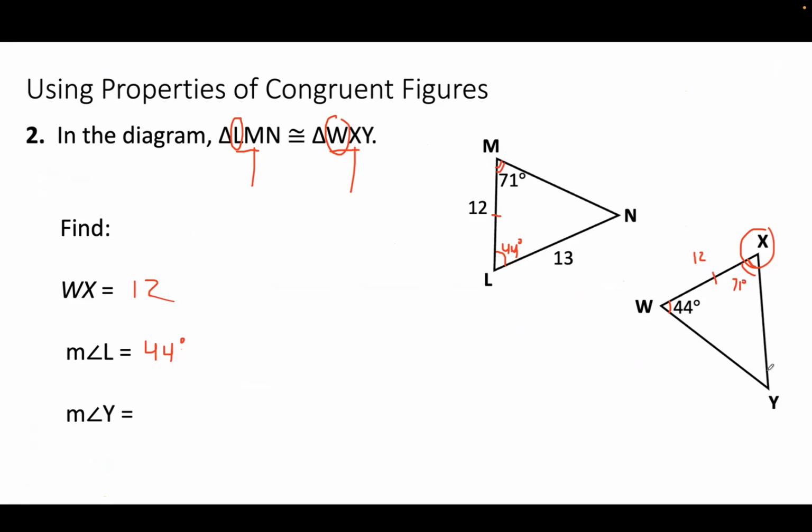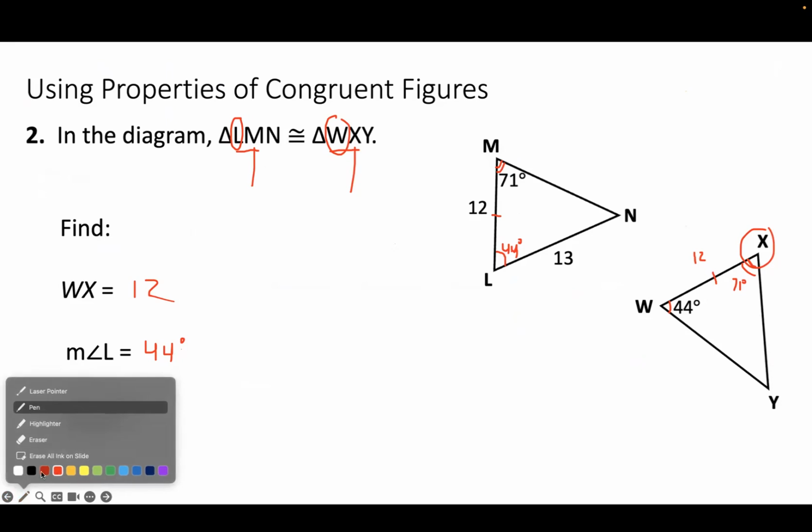Okay, which means whatever Y is, it would have to get me to 180. So what I can do is I could do 180 minus these two angles and see how much more I need to get to 180.